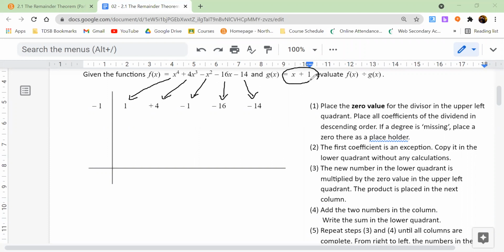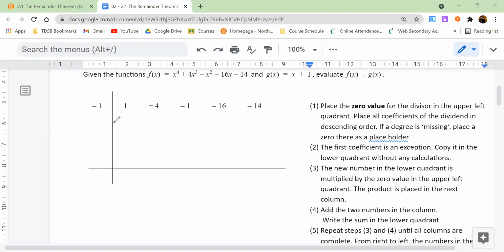And also notice that what I write on the left corner is the root of the divisor. So I ask myself, when is x plus 1 equals 0? Well, that means when x is -1. You put that -1 on the left corner. That's how you set up synthetic division.